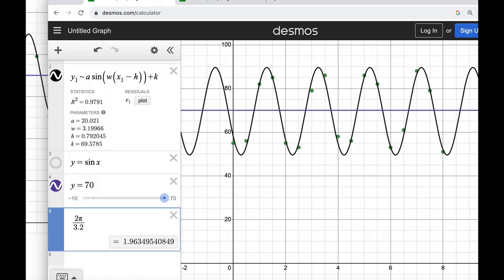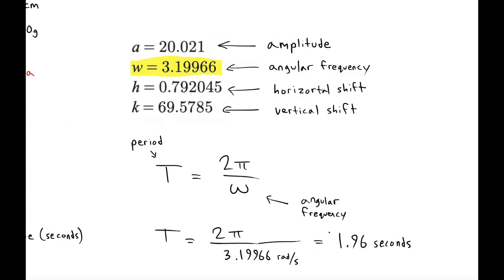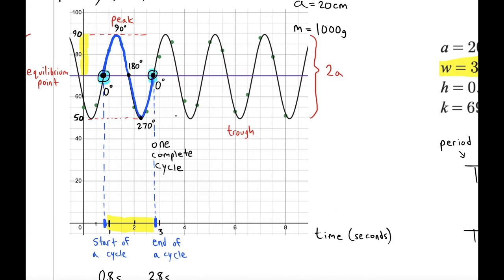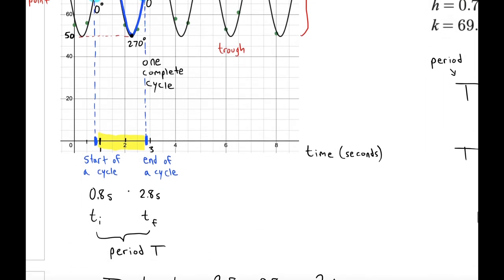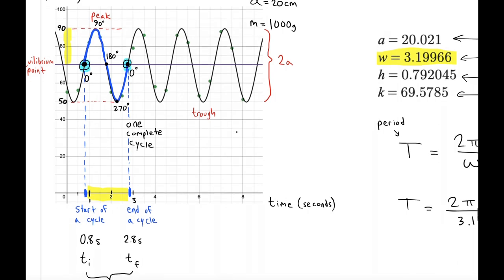It's 1.96. So it takes 1.96 seconds for a complete oscillation to occur, according to this approach. And if we look at what I had found from the graph, that just about agrees. It's a 2 second period.